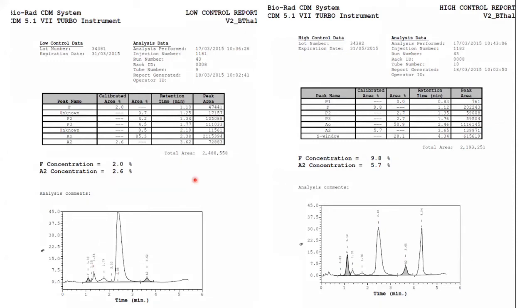So the manufacturer says that before every run, a calibrator, a low control and a high control have to be run. And these act as internal quality control checks before you run your test samples.